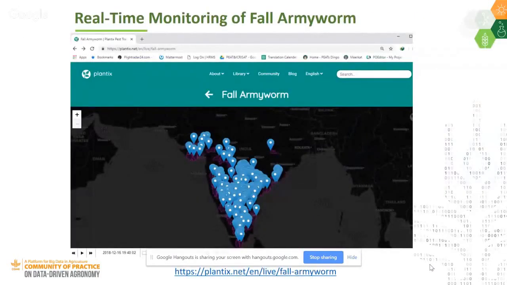We have real-time monitoring of fall armyworm, a recent invasive pest that was introduced in July last year. Right now we trace it and track its movements online, and it is available at plantix.net for anybody to see. It was possible because of the presence of different development projects of ICRISAT. And CABI and CIMMYT have also contributed by getting some images from the field.